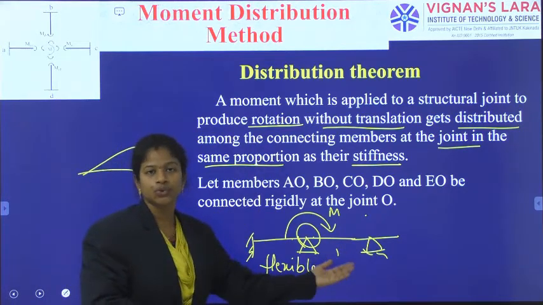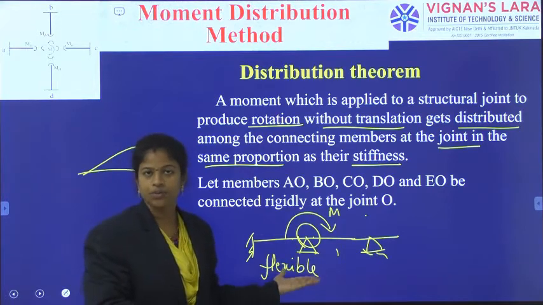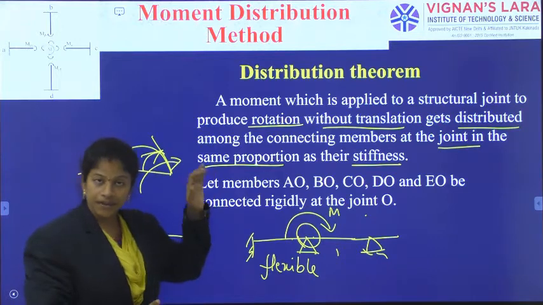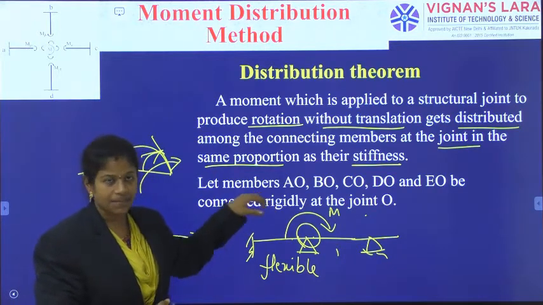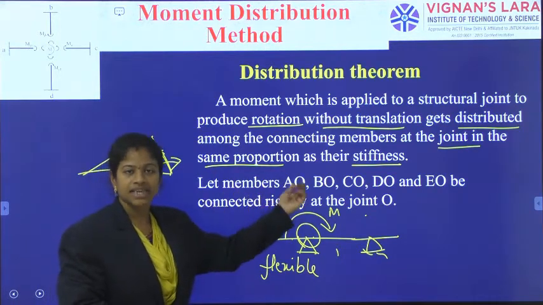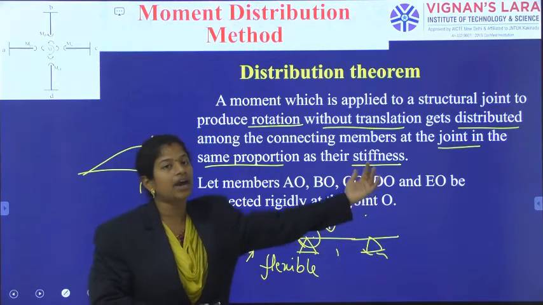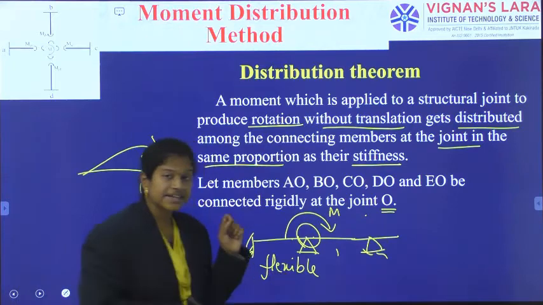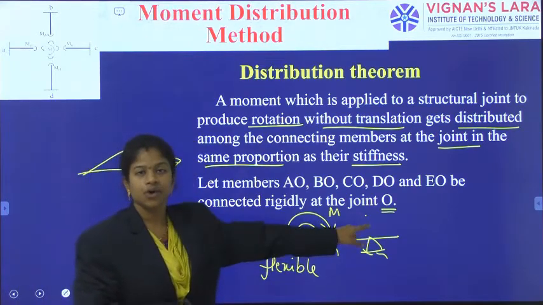If 1:2, 2:3, like that, it will be distributed. You will go into the derivation, then you can get the clarity. Now, for that clarity, I am taking an example. Simply, we are connecting members AO, BO, CO, DO and EO, which are being connected rigidly. Rigid connection I am maintaining at the joint O.